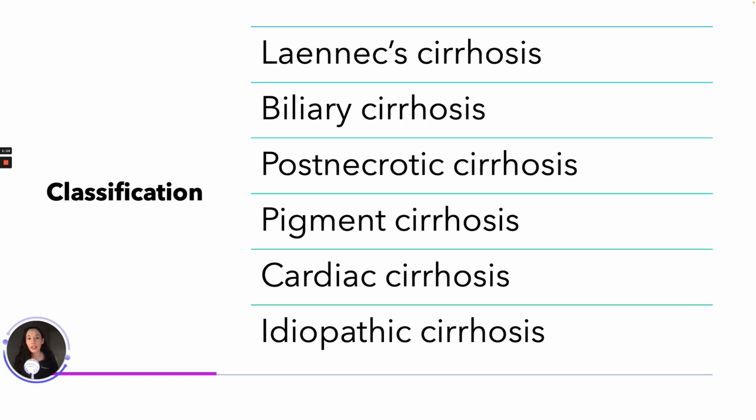There's biliary cirrhosis, and this results from an injury or an obstruction. There's post-necrotic cirrhosis, which comes from different types of hepatitis. There's pigment cirrhosis, which results from disorders such as hemochromatosis. There's cardiac cirrhosis, which comes from right-sided heart failure. And there's idiopathic cirrhosis, which has no known cause.